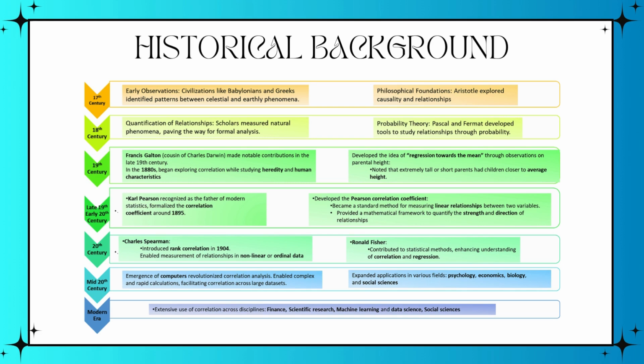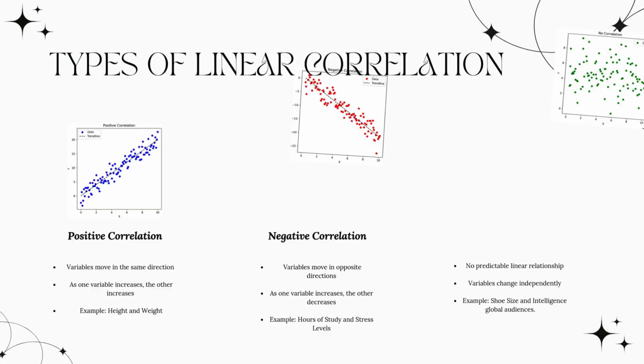By the 19th century, figures like Francis Galton and Karl Pearson advanced the field with groundbreaking work on human characteristics and statistical methods. Pearson developed the correlation coefficient, providing a standard measure for linear relationships. In the 20th century, the work of Charles Spearman and Ronald Fisher further refined methods to measure correlations, even in non-linear data. Today, with the help of computers, we can analyze large data sets, applying correlation across fields like finance, machine learning, psychology, and social sciences.